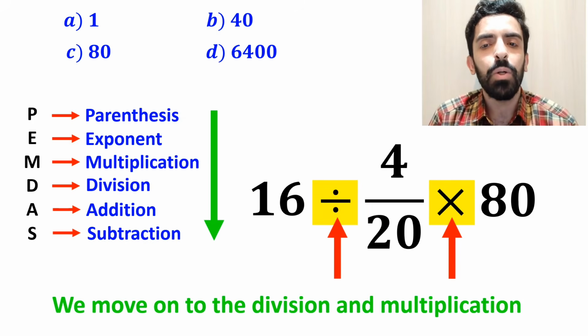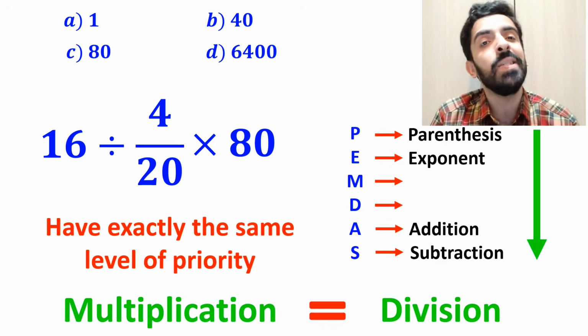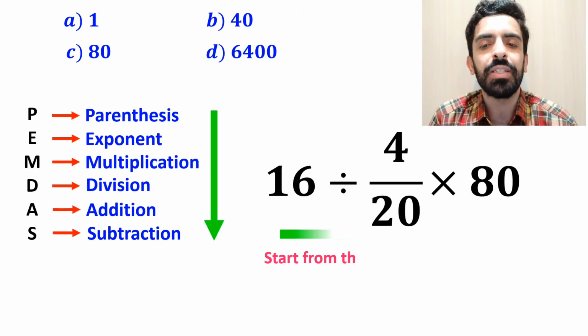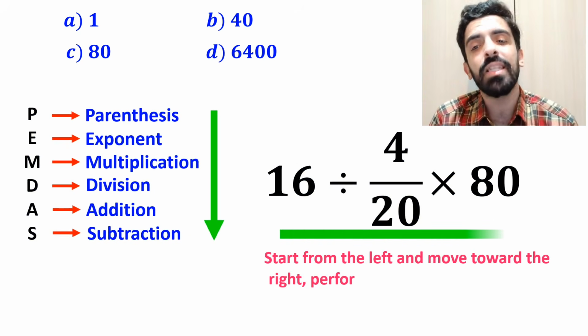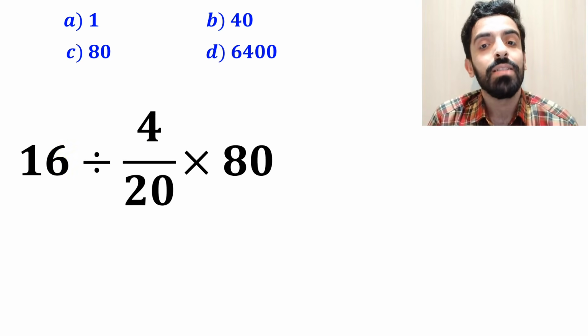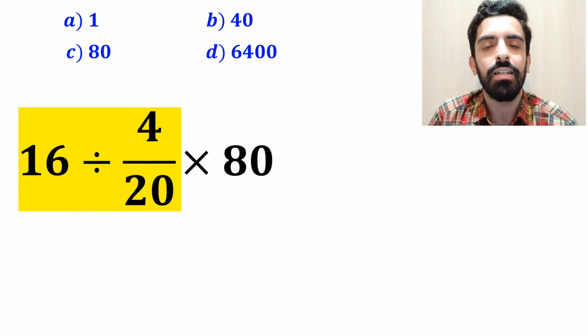However, it's very important to note that multiplication and division have exactly the same level of priority in the PEMDAS rule. In this situation, the best approach is to start from the left and move toward the right, performing these two operations in order. So, we start with the expression 16 divided by 4 over 20.